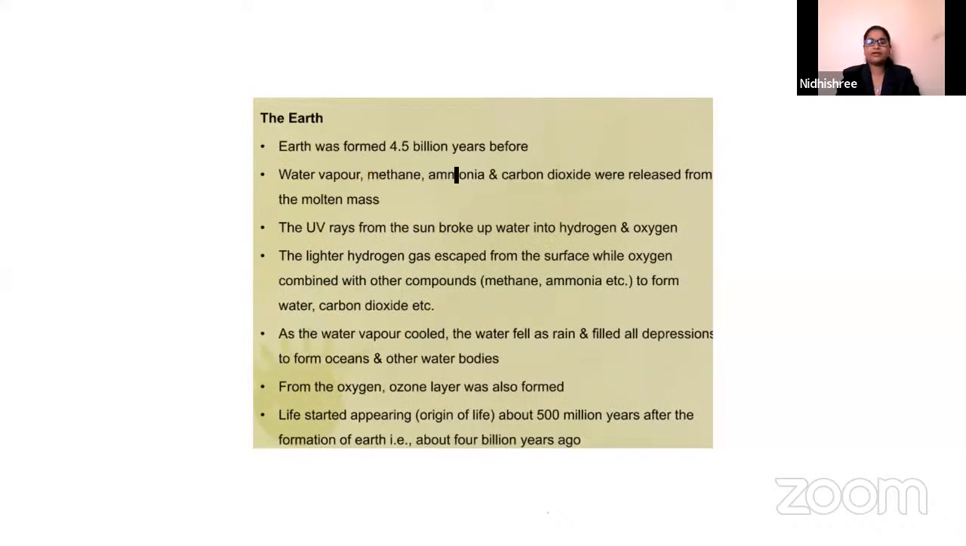Then water vapor, methane, ammonia, carbon dioxide were released from the molten mass. Only concentrate on these things, guys. Water vapor, methane, ammonia, and carbon dioxide. These were present primarily on Earth, that is, in the form of a molten mass.